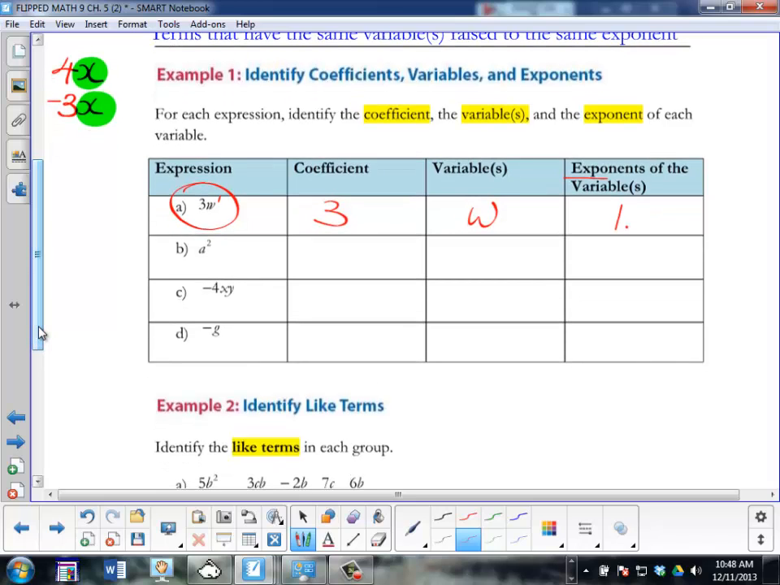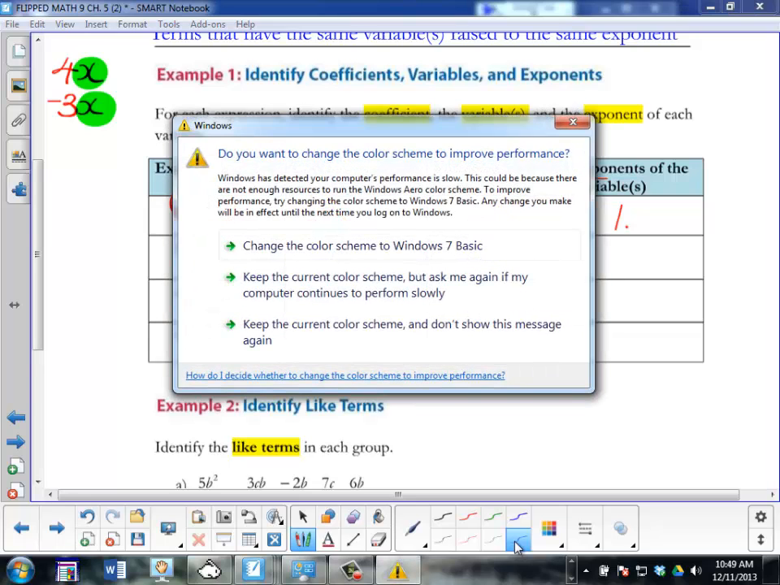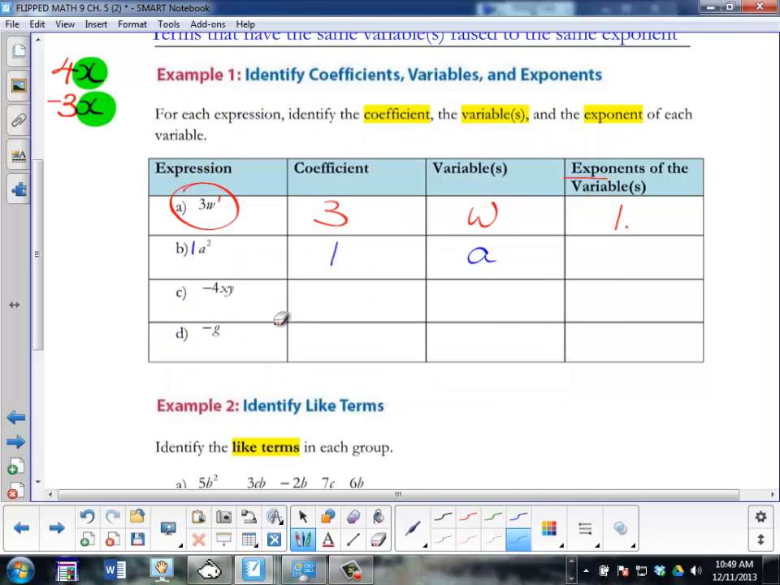Okay, let's look at the next one here. So we've got a squared. What's the coefficient going to be? I don't see a number in front of the variable, so if there's no number in front of the variable, we take that as being a coefficient which is effectively 1, isn't it? So it's like 1 times a squared. So the coefficient is 1, the variable is a, and the exponent that goes with the variable is 2, because it's a to the power of 2, or a squared.